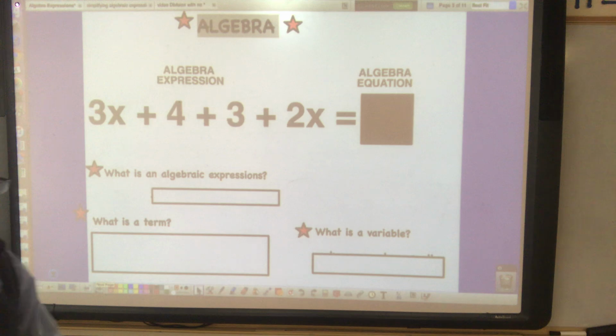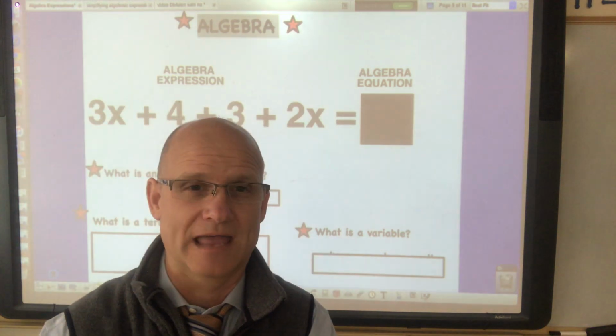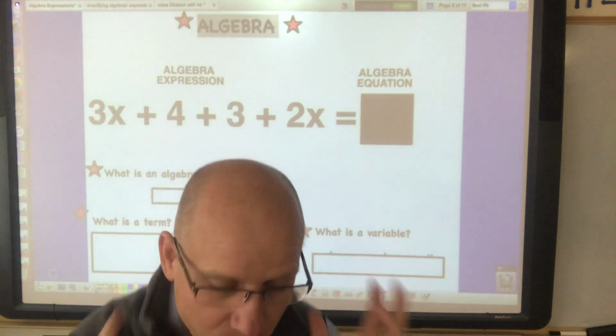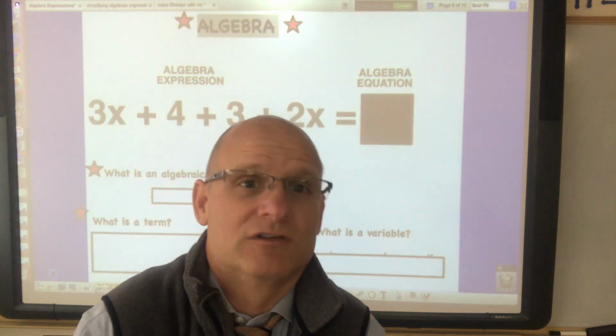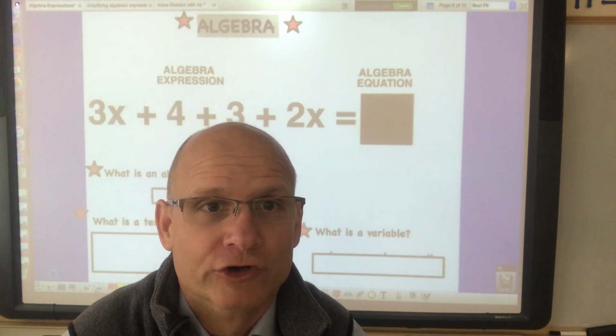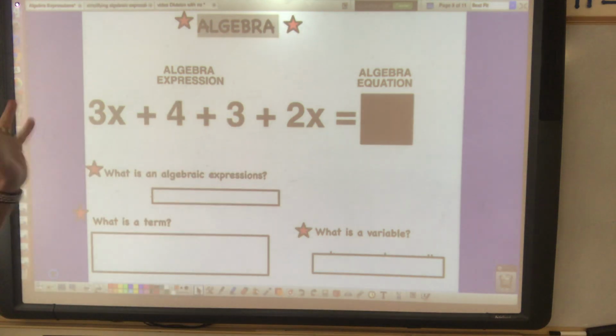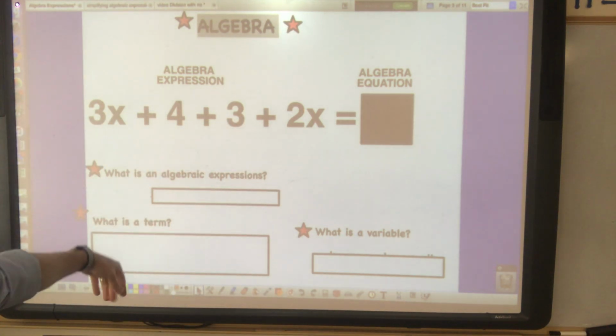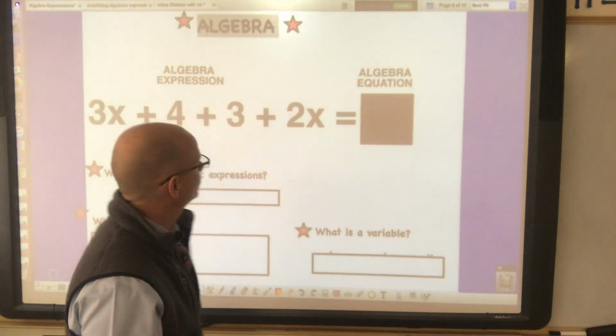So, we are going to talk about some key vocabulary that you need to understand. I know this is the boring part, or for me it's the boring part because I would rather be messing with numbers. But we've got to write down words. So write down these words: algebraic expression, term, variable. We're going to discuss each.